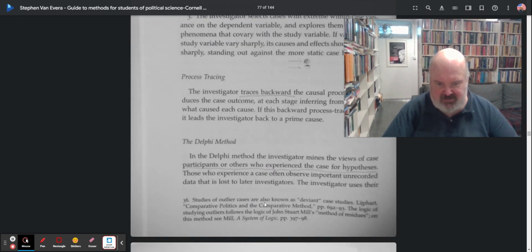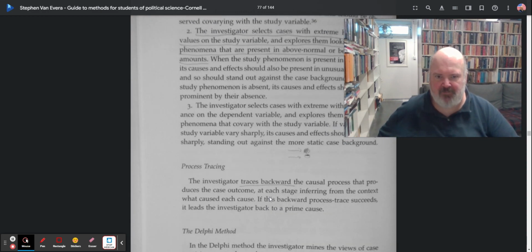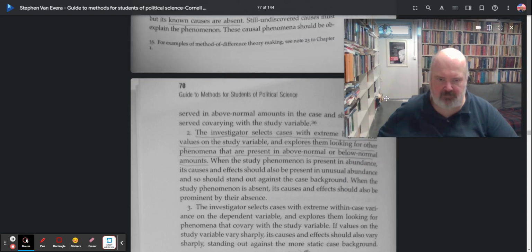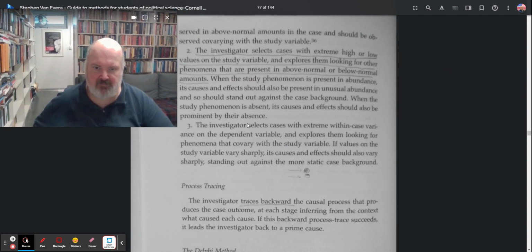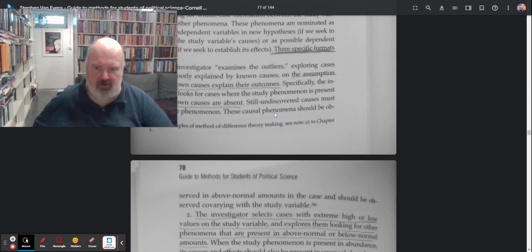Studies of outlier cases are known as deviant case studies, like Lijphart. The logic of studying outliers follows the logic of John Stuart Mill's method of residues. On this, see Mill's System of Logic, his discussion of the method of residues. So that's one, we investigate outliers.